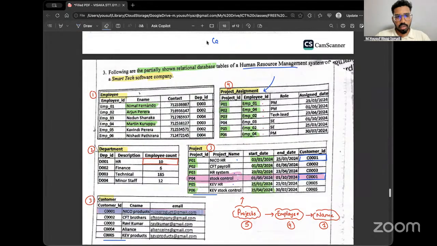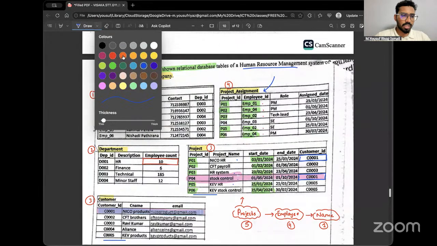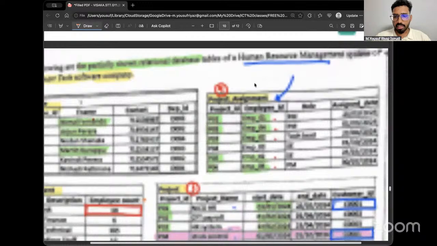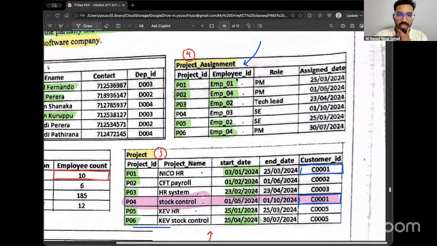First of all, let's see what are the columns that have repeated data. So we are going to find the primary key for the project assignment table. Look at the project assignment table and tell me, at the moment, based on the given data, are there any repetitions for project ID?